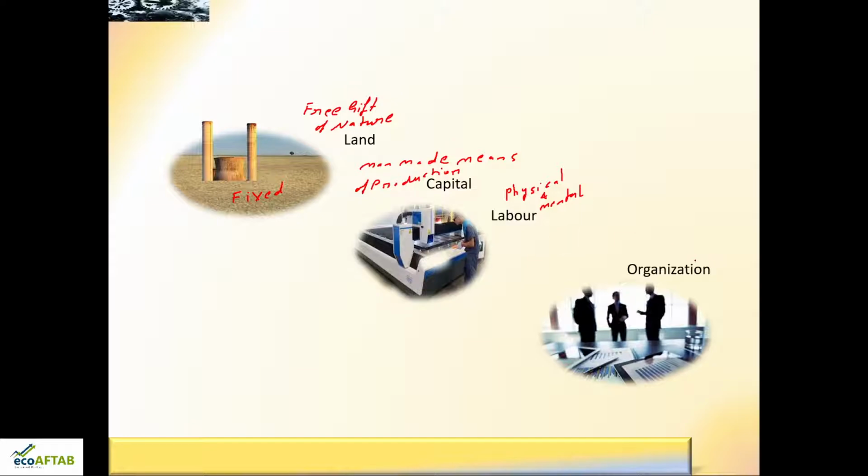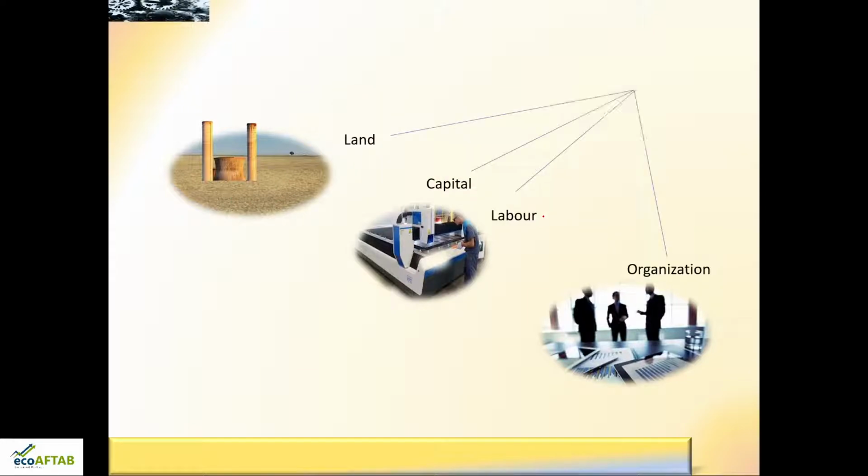And then there is organization, which is engaged in planning, organizing, coordinating, staffing, recruiting, budgeting, etc. There are many roles that the organization plays. So these four things that we understood: land, labor, capital, and organization, friends, we call these things factors of production. So what do you mean by factors of production?